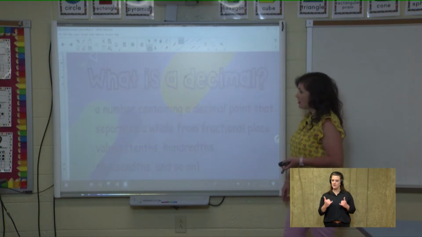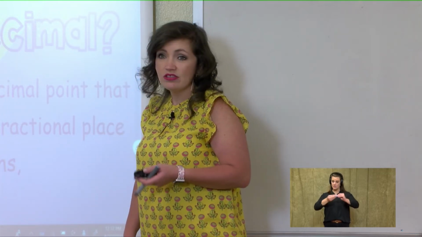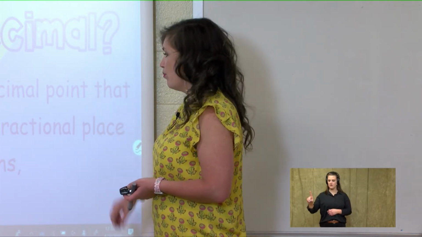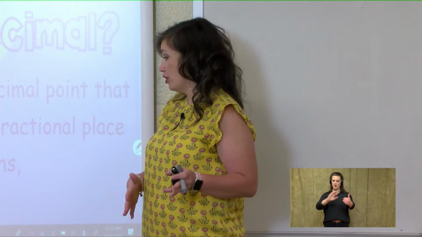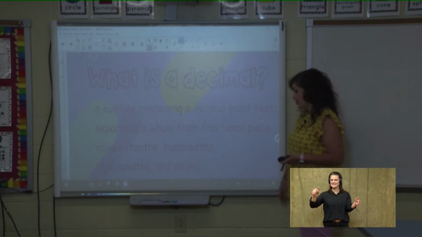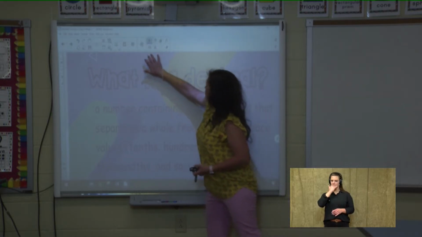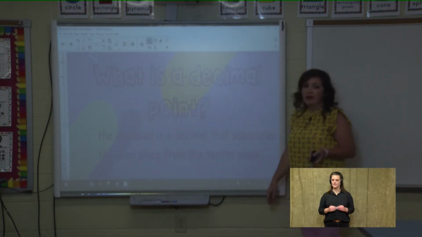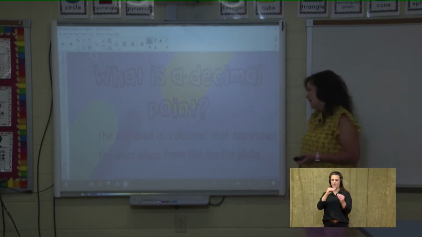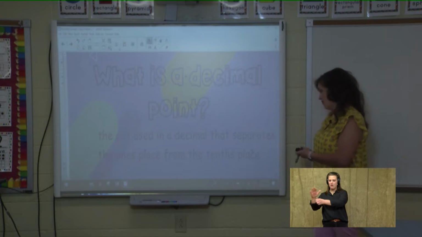So now let's talk about what a decimal is. A decimal is a number that contains or has a decimal point. Kind of looks like a period. But that decimal point separates the whole number from the fractional place value, like your tenths and your hundredths, and so on. All right, so we know what a decimal is. Let's talk about that decimal point for a moment. It's used in a decimal and it separates our whole number from our part of a whole, our fraction.